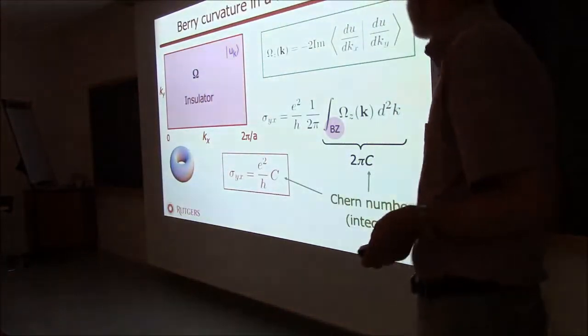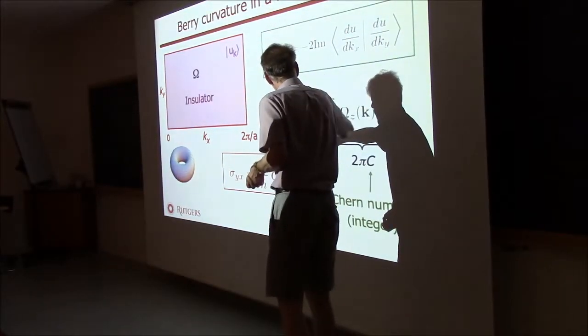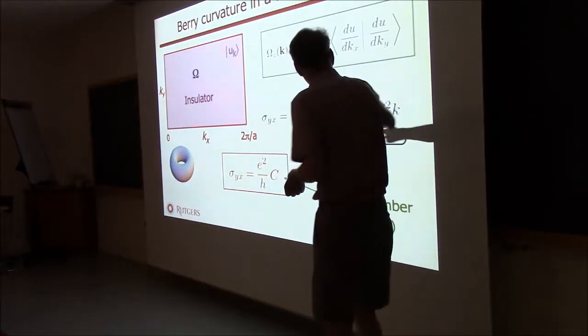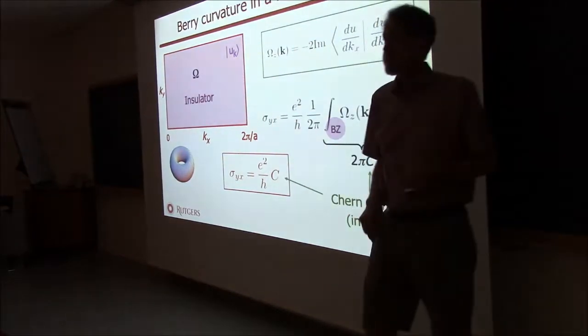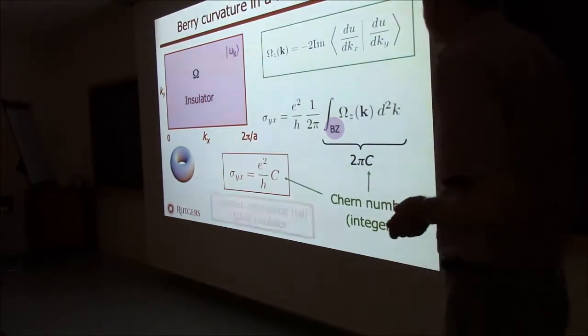So there's an additional sum that I have to write here, a sum over occupied bands, and then there's a band index on each one of these, so I have to sum over all the occupied bands. Okay.